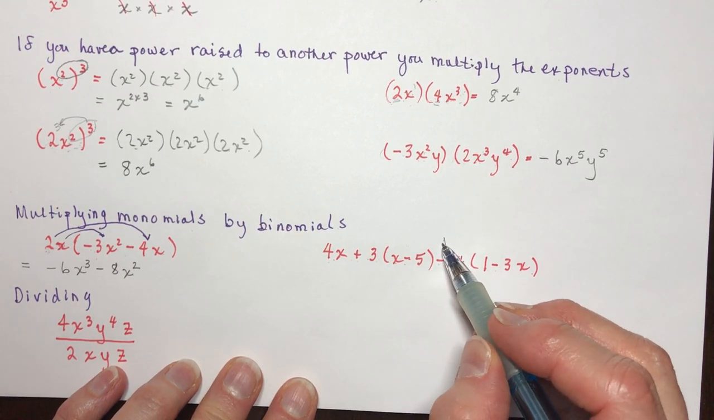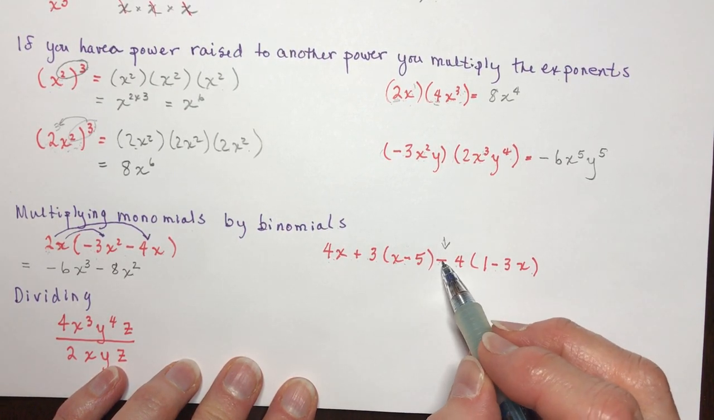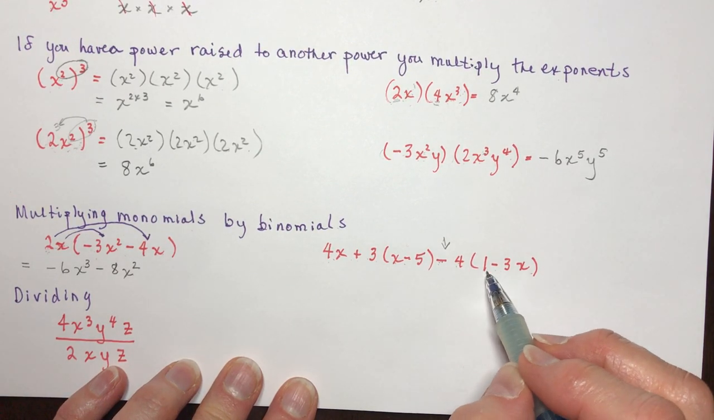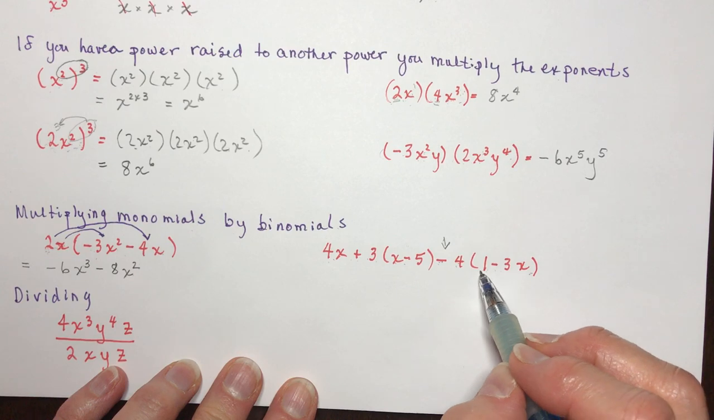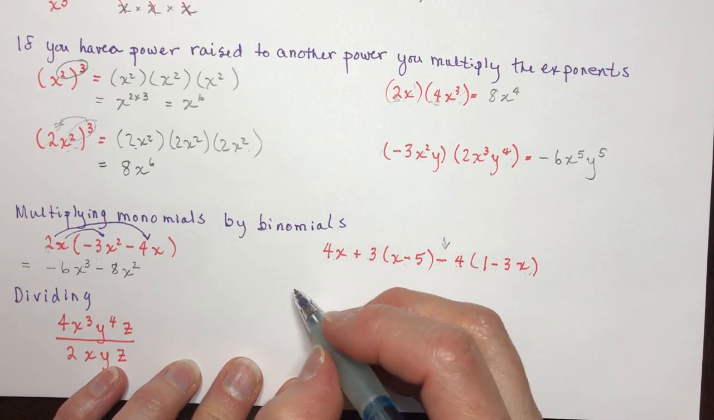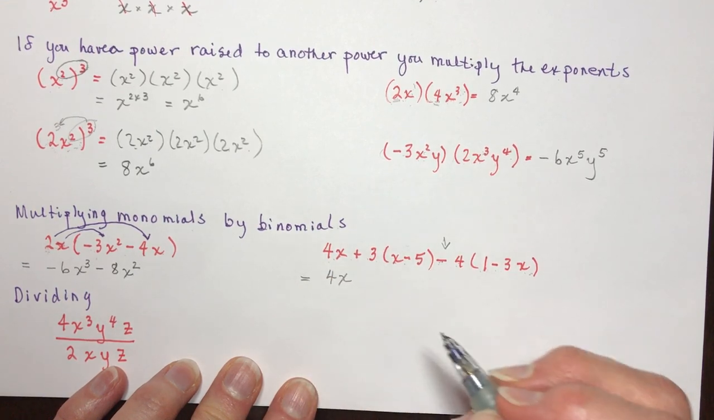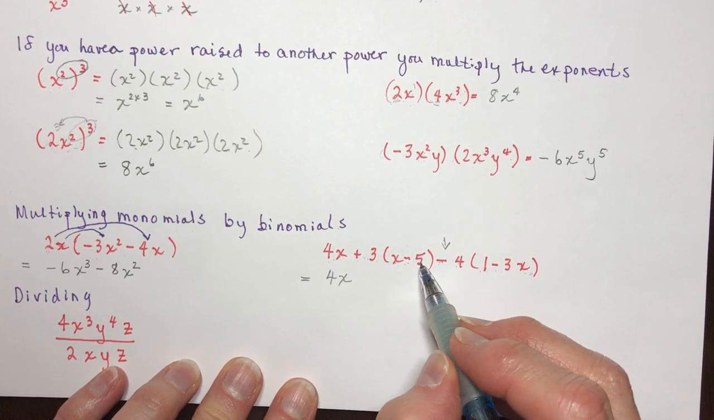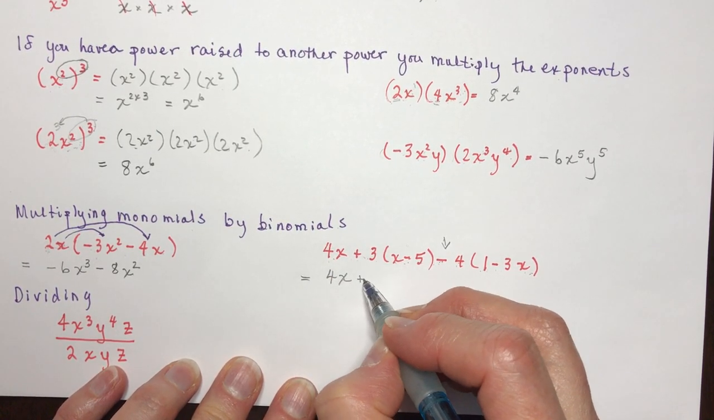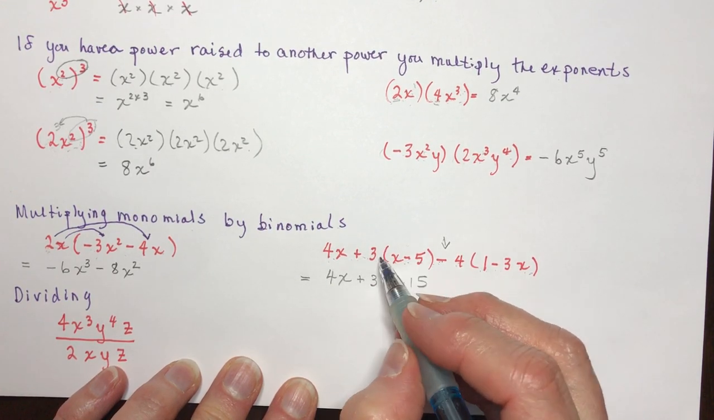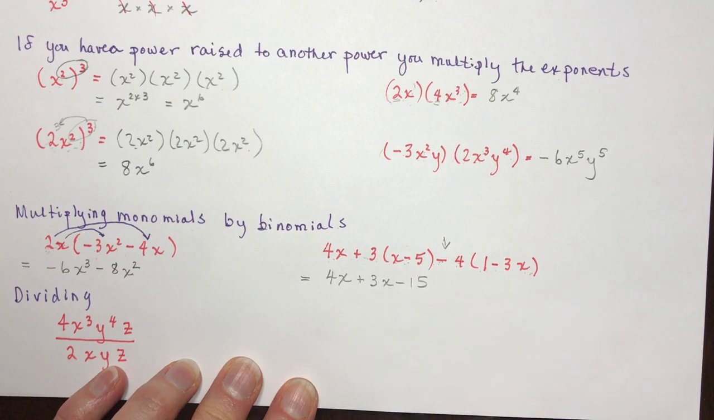Now again, watch out for this minus sign. So minus 4, I have to multiply everything in here by negative 4. Not just the first term, both terms. Okay, so 4x, it's still all by itself, is 4x. Now I have 3 times what's in here, so that gives me 3x minus 15. So 3 times x, 3 times minus 5.